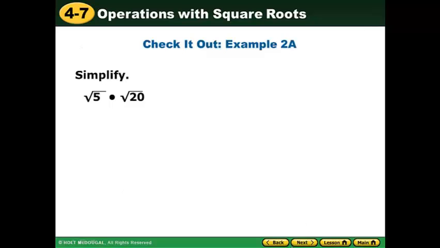Alright, go ahead and try this by yourself. Come back and get the answer. Make sure you guys are doing the practice as we go along.